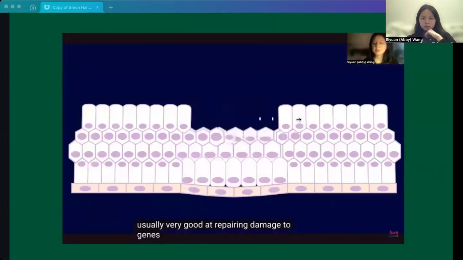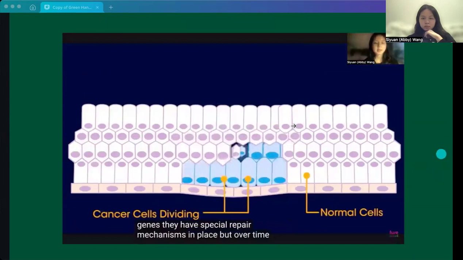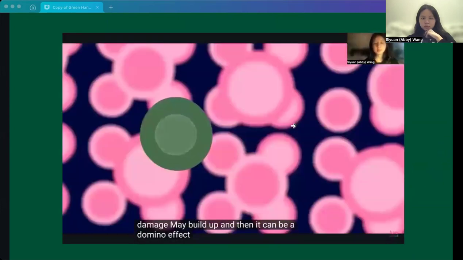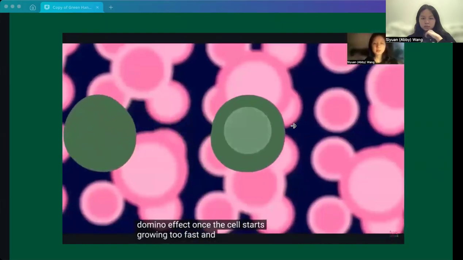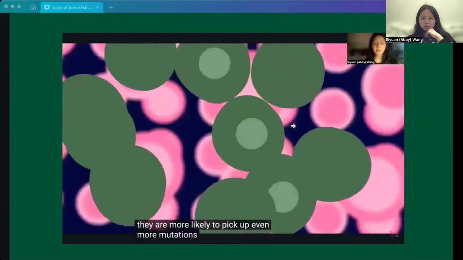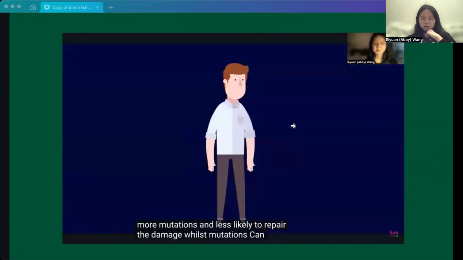Cells are usually very good at repairing damage to genes. They have special repair mechanisms in place, but over time the damage may build up. And then it can be a domino effect. Once the cell starts growing too fast and dividing rapidly, it's more likely to pick up even more mutations and thus less likely to repair the damage.